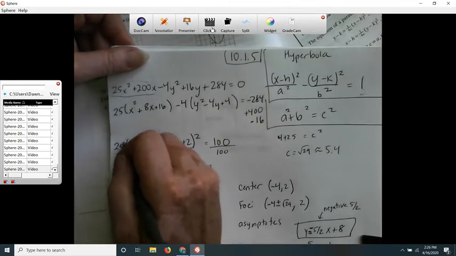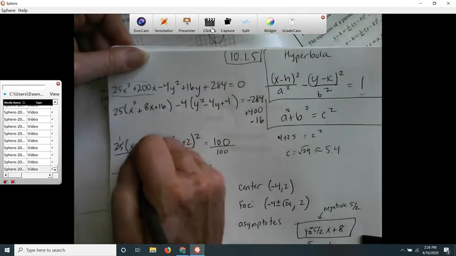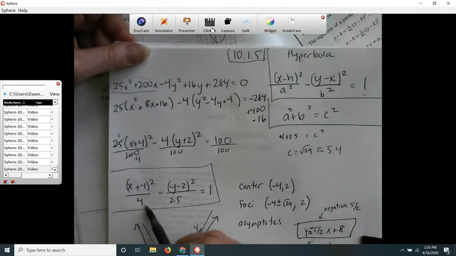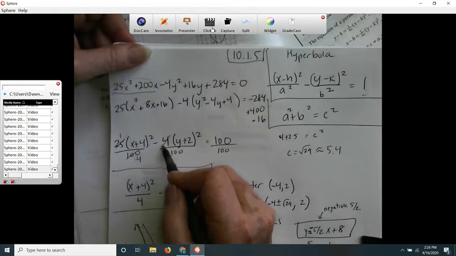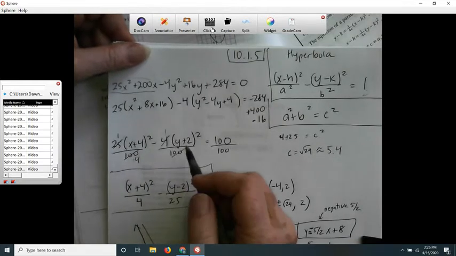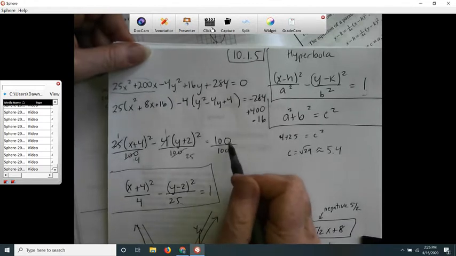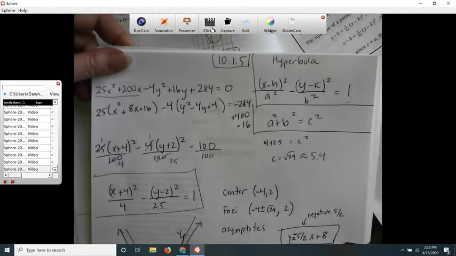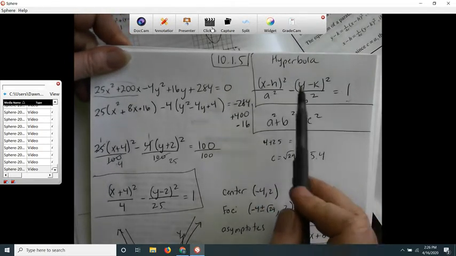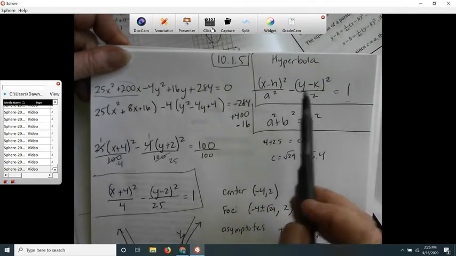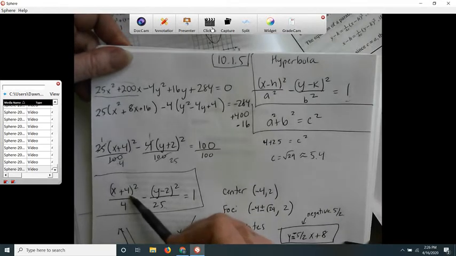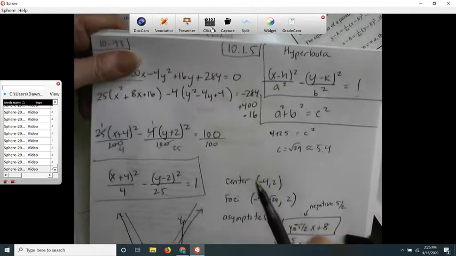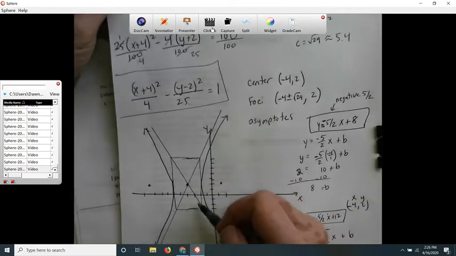So 25 goes into itself once, it goes into 100 4 times, that's where that 4 comes from. 4 goes into itself once, and it goes into 100 25 times, so there's that, and 100 over 100 is 1. So this gives me my equation of a hyperbola. See, it looks just like this. H and K give me my center, so I'm going to have -4 and +2 for my center. So I just do that part first.